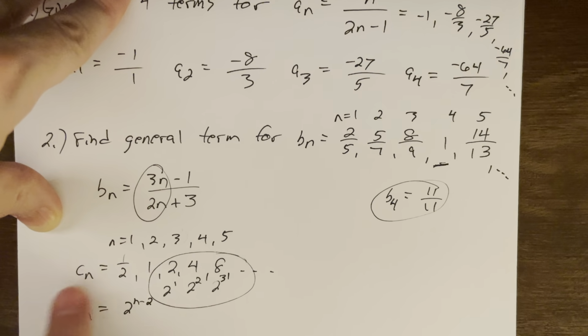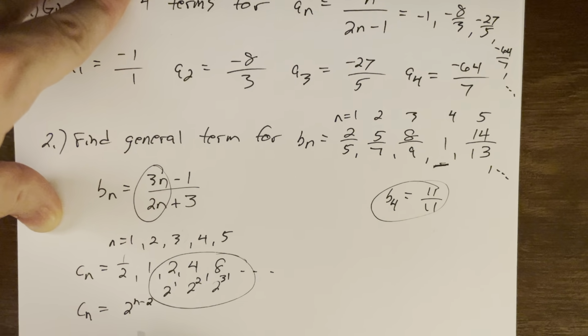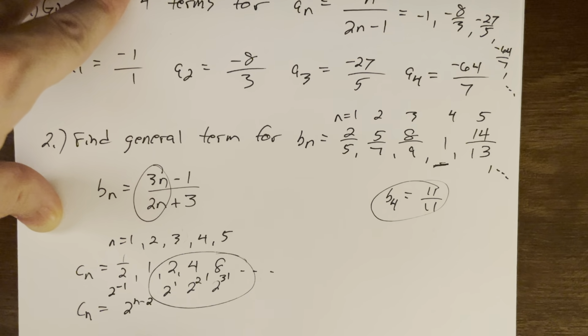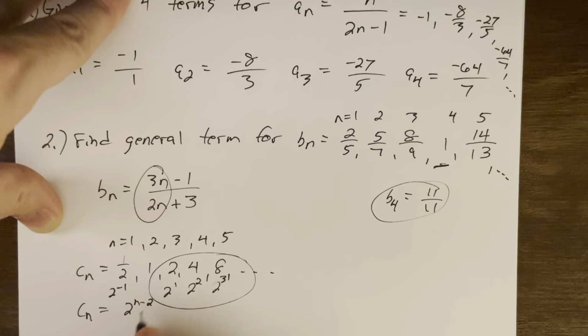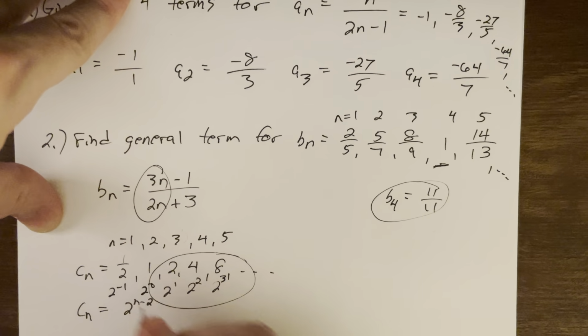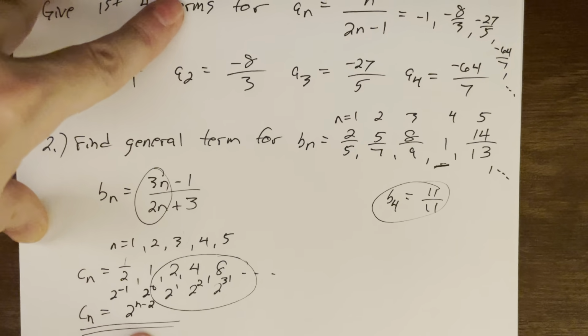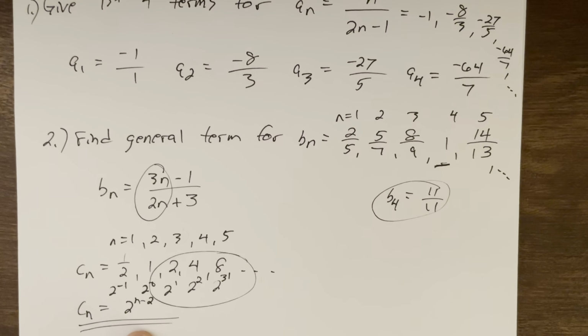And now, what happens if you go to the earlier ones? If you didn't already see how this pattern was working, when you plug 1 in here, you get 2 to the minus 1. That is 1/2. You plug in 2 here, you get 2 to the 0 power. That fits, that is 1. So this would be your general formula for C.